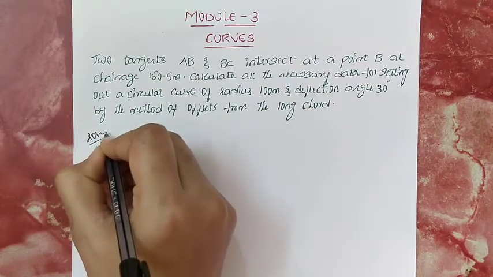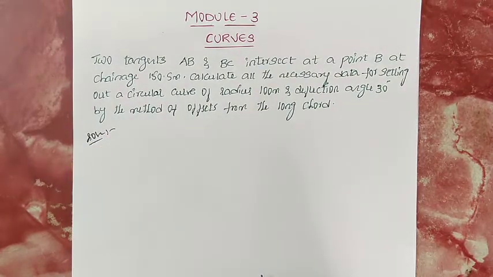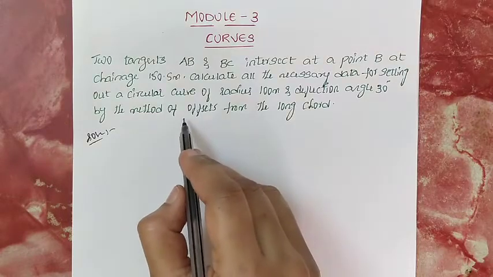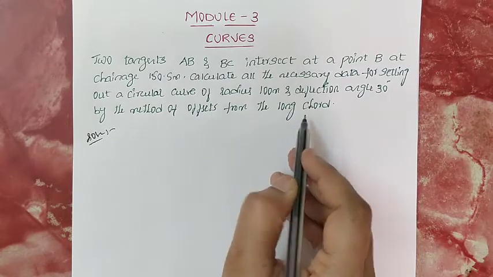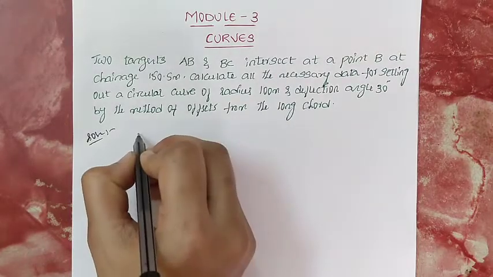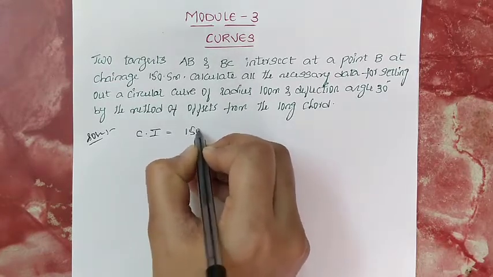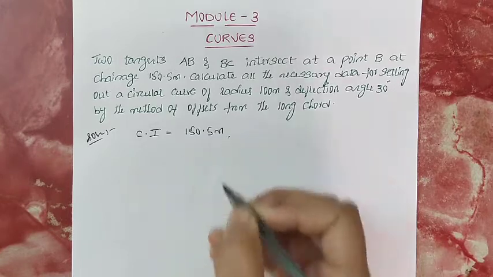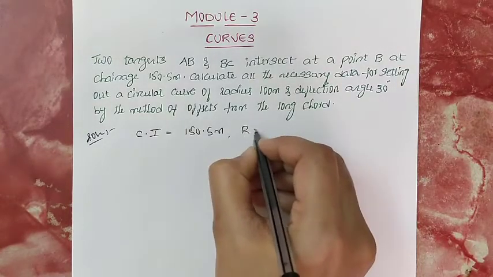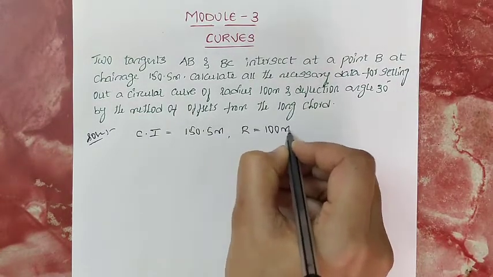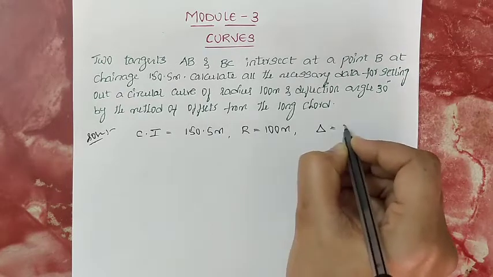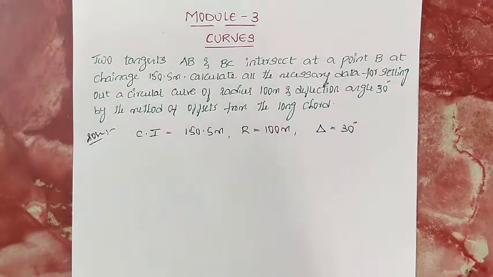First write down the given data. You need to set out the curve by the offsets from the long chord. The chainage of intersection they have given, that is 150.5 meter. The radius they have given, that is 100 meter, and the deflection angle they have given, that is 30 degree.